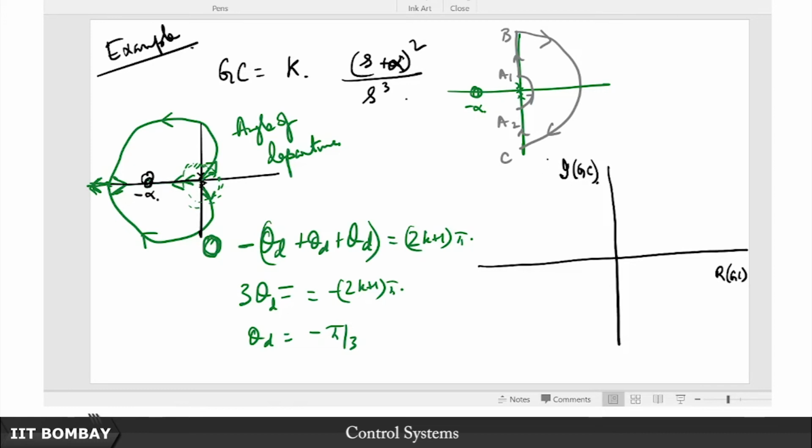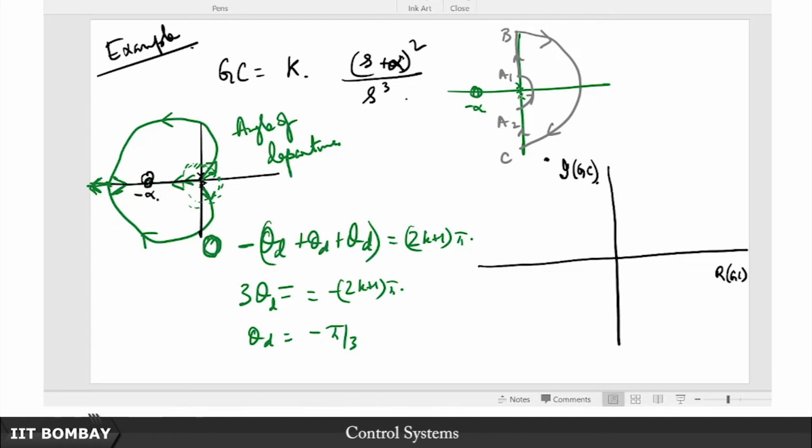So somewhere over here it is going to start off. I do not really know what the exact sketch is going to look like, but if it starts off over here, what happens at B? At this point B, what is the net phase contribution?